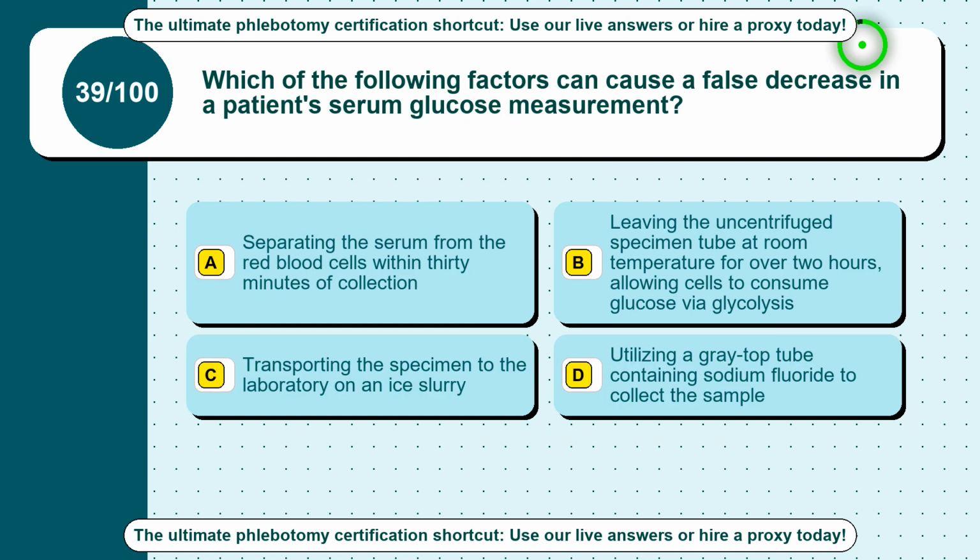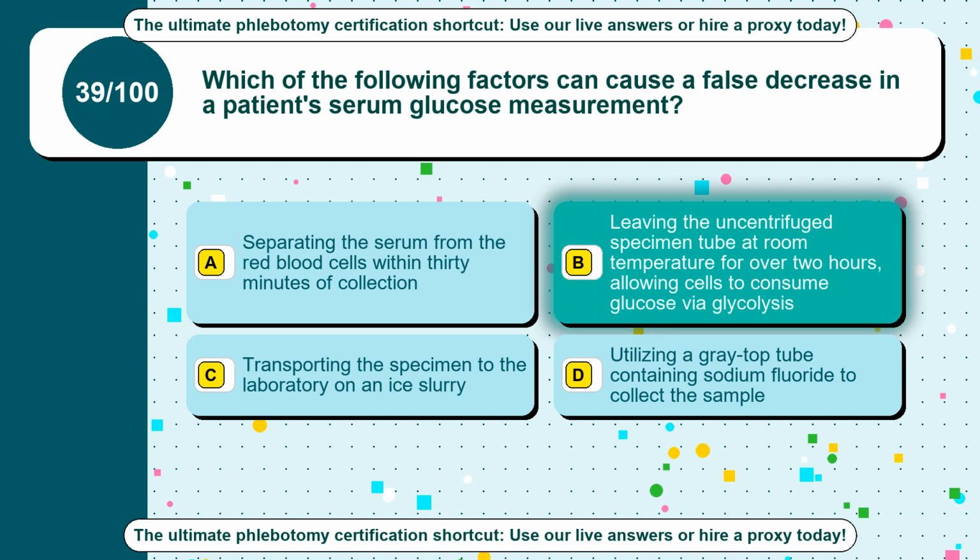Question 39. Which of the following factors can cause a false decrease in a patient's serum glucose measurement? Option A, separating the serum from the red blood cells within 30 minutes of collection. Option B, leaving the uncentrifuged specimen tube at room temperature for over 2 hours, allowing cells to consume glucose via glycolysis. Option C, transporting the specimen to the laboratory on an ice slurry. Option D, utilizing a gray top tube containing sodium fluoride to collect the sample.